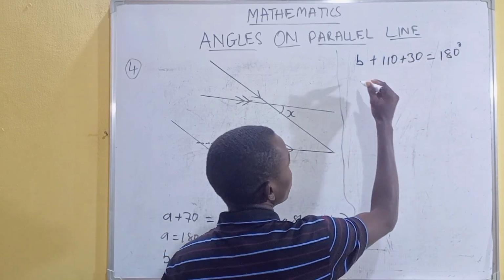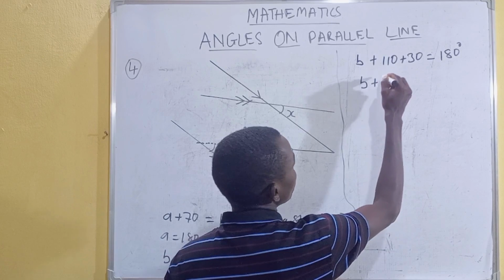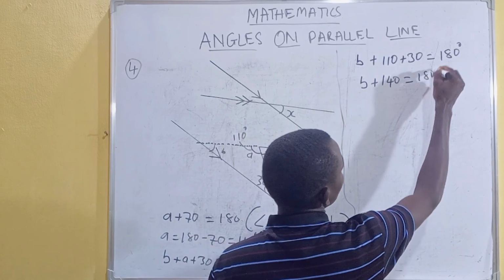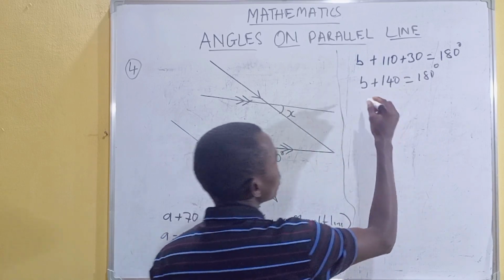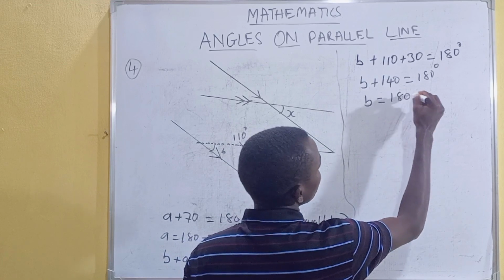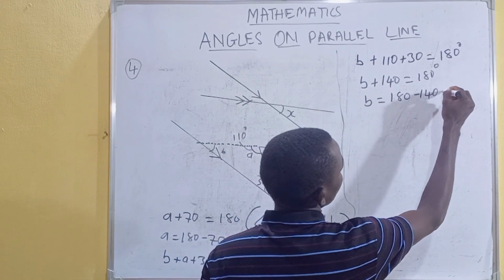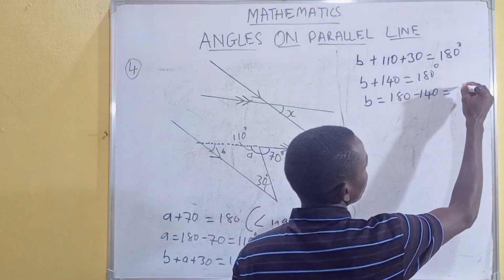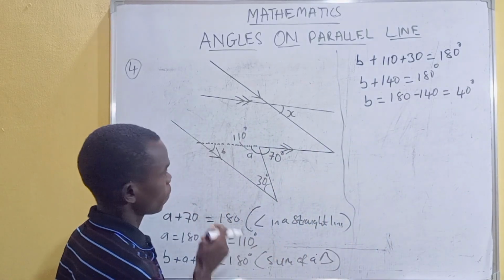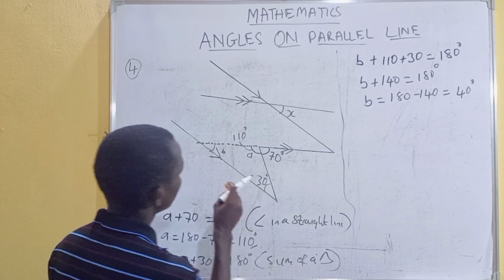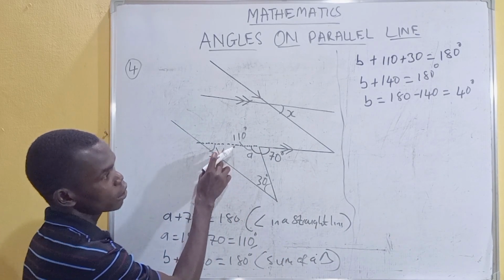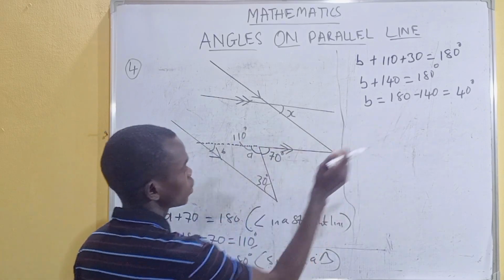110 plus 30, we have B plus 140 is equal to 180 degrees. We make B the subject of the formula. B will now be equal to 180 minus 140, which is equal to 40 degrees. And this angle, which is B, is now equal to 40 degrees.